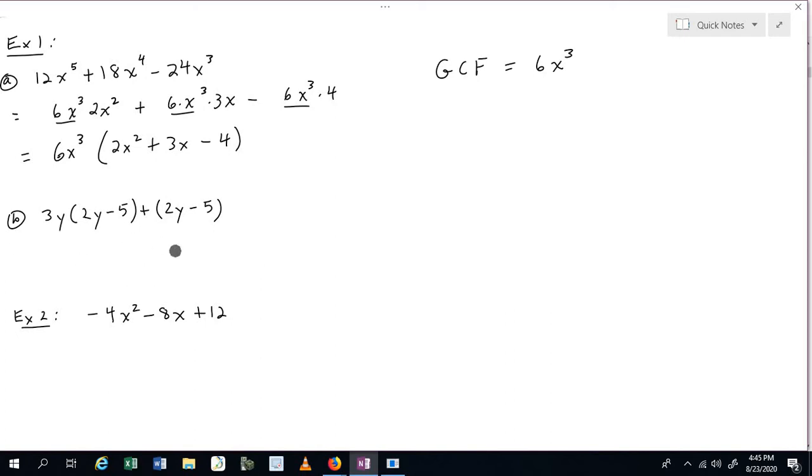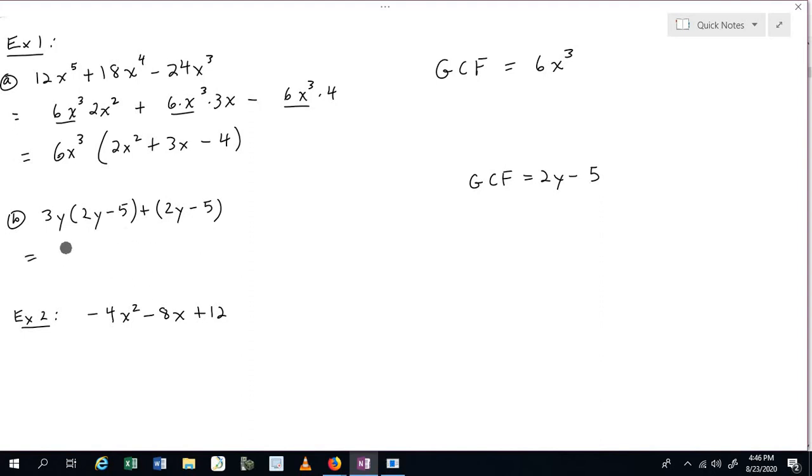Okay, so let's look at part B. Now in part B, this plus sign separates these 2 terms, so you have to see that. This is a term plus this other term. Now, between those 2 terms, is there anything in common among them? Are there any factors in common? And the answer is yes. They both have a 2y minus 5 in common. Okay, so let's factor out the 2y minus 5.